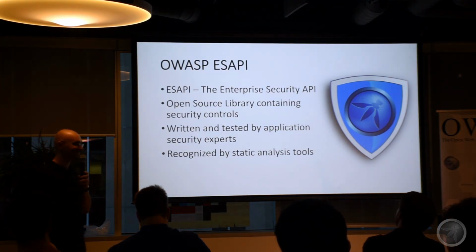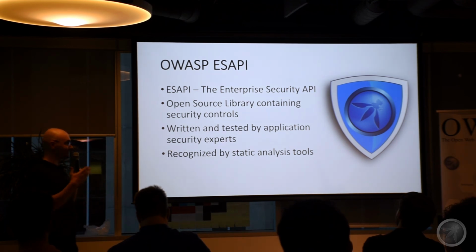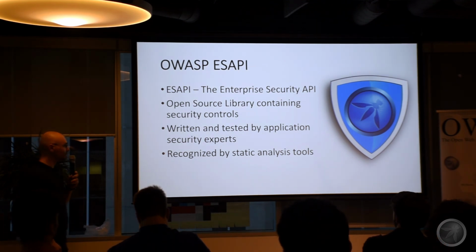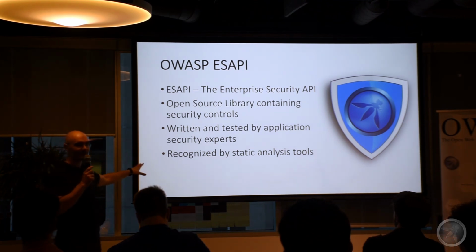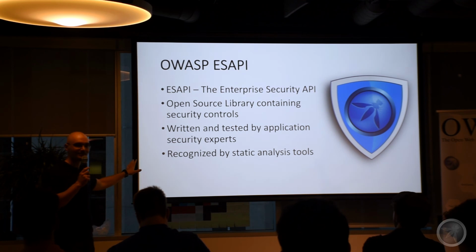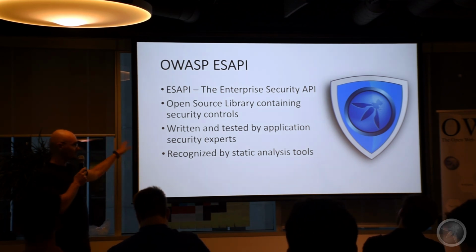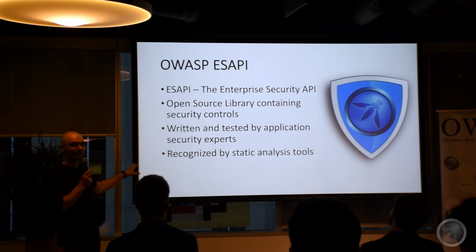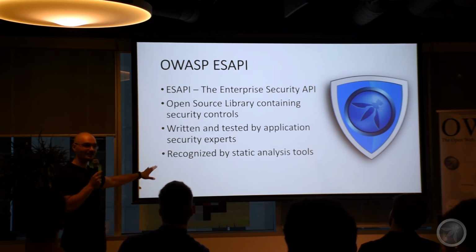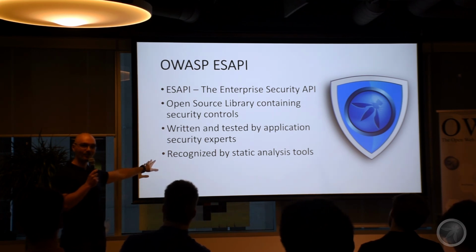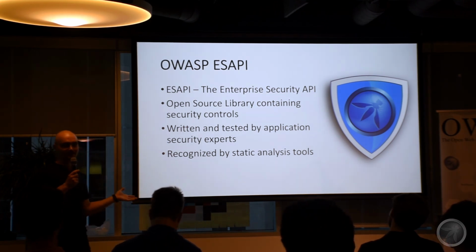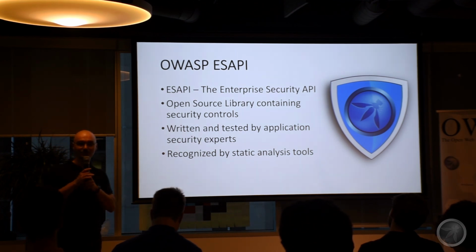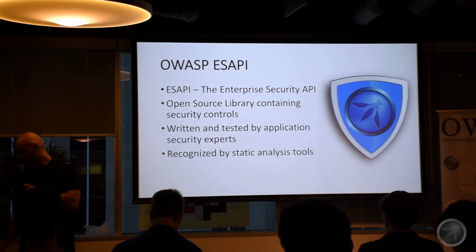If you didn't know, we also have another project which is a security library, the Enterprise Security API. This is an open source library that contains security controls. You're going to say, oh, I'm just going to write my own little function and it's much easier. The nice part about this is that it has been written and tested by application security experts, and it's also recognized by static analysis tools. So you don't get false positives when Fortify or AppScan scan your code, because they know it's an ESAPI API call, so you don't have to define your input validators. A lot of times static analysis tools that look at your code don't understand that a function validates the input.